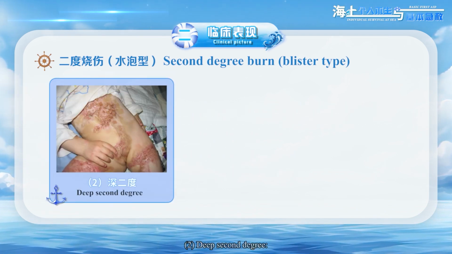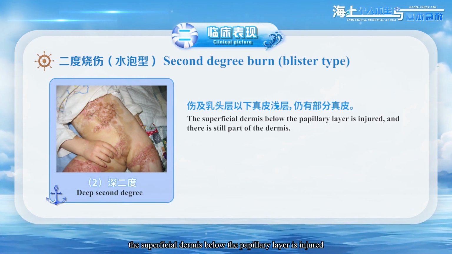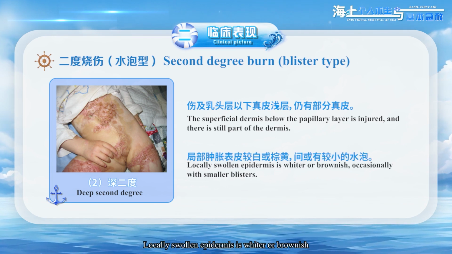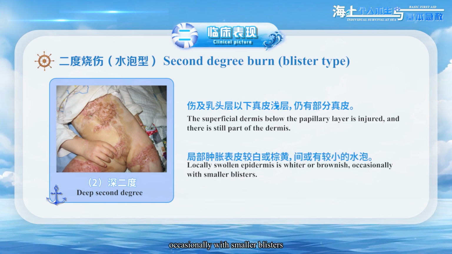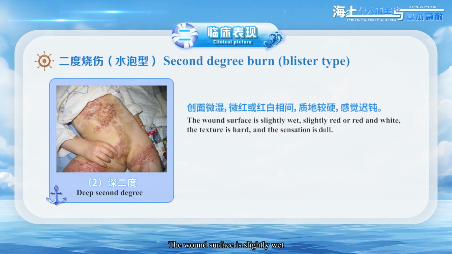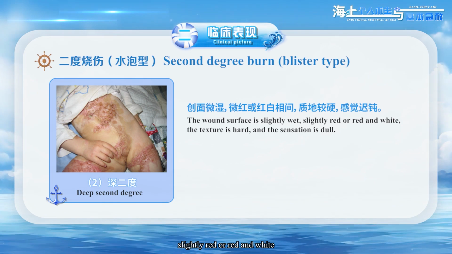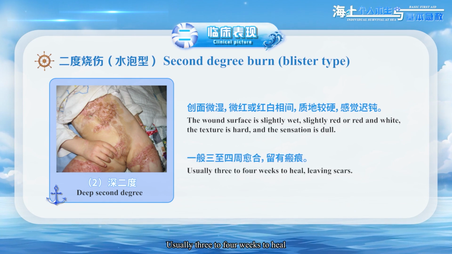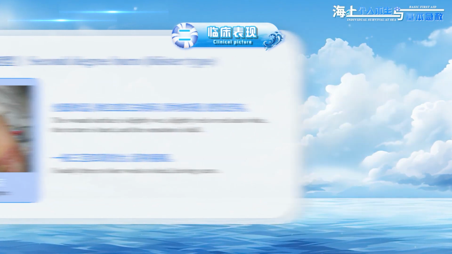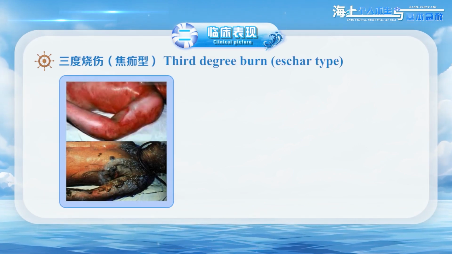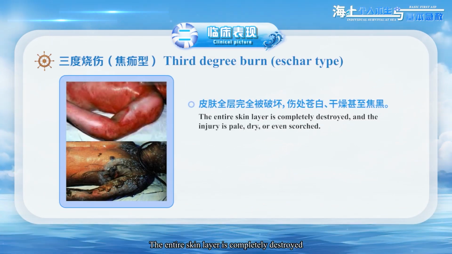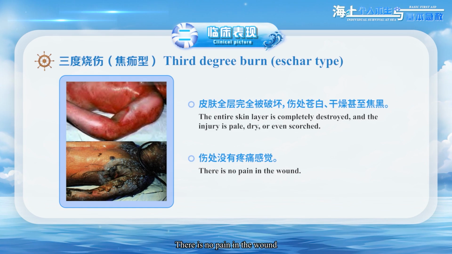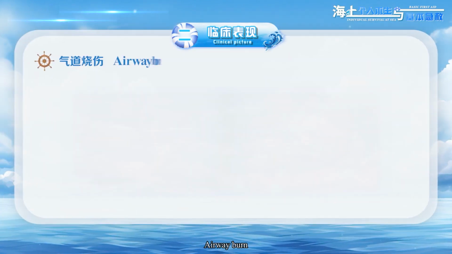2. Deep second degree: the dermis below the papillary layer is injured, and part of the dermis remains. The locally swollen epidermis is whiter or brownish, occasionally with smaller blisters. The wound surface is slightly wet, slightly red or red and white. The texture is hard, and the sensation is dull. It usually takes 3 to 4 weeks to heal, leaving scars. Third degree burn, eschar type. The entire skin layer is completely destroyed, and the wound is pale, dry, or even scorched. There is no pain in the wound. Airway burn.